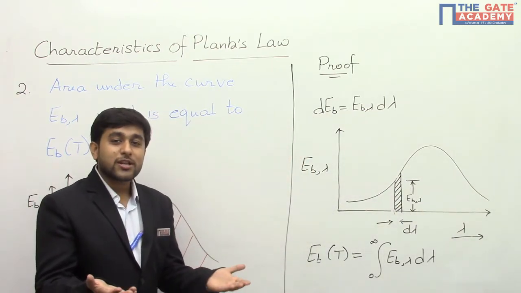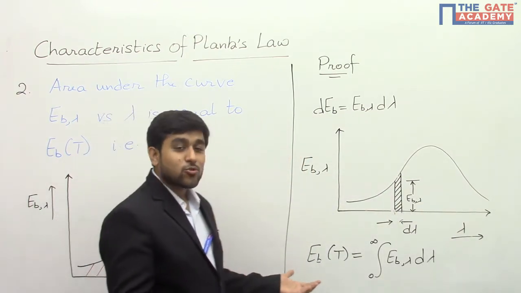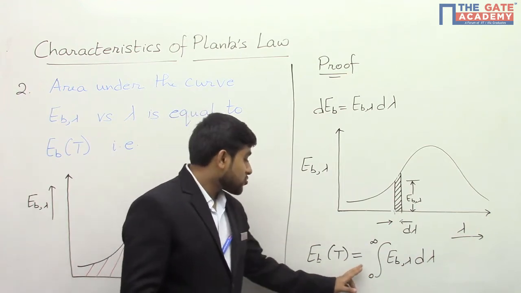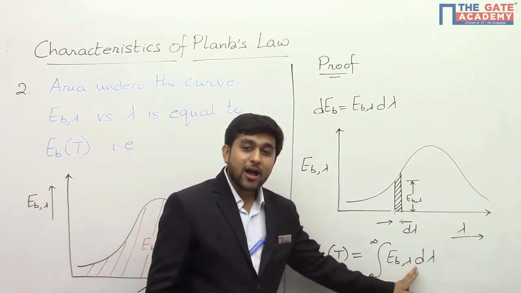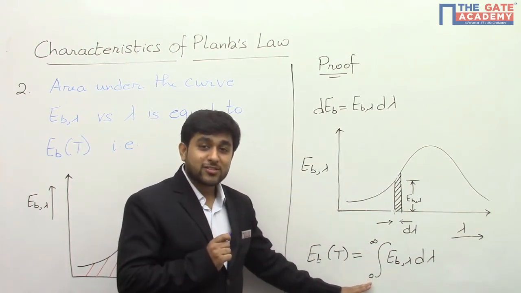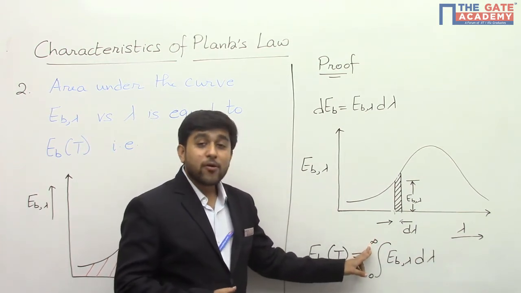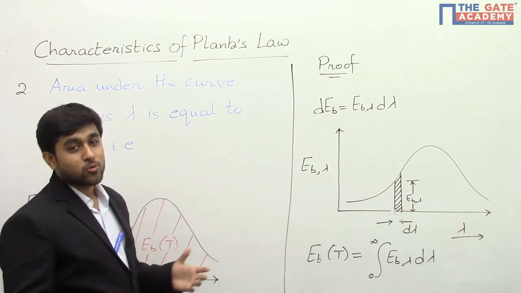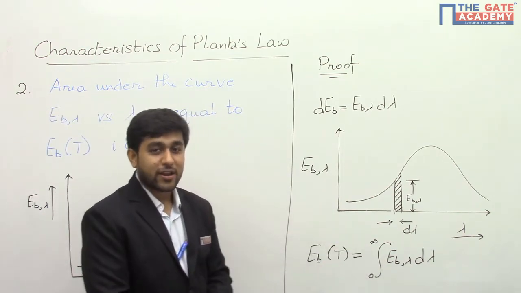But what is the total energy emitted by the black body? It is the total emissive power, which can also be written as the integral of Eb,lambda d lambda from the starting point of the wavelength range, that is 0, to the end point of the wavelength range, that is lambda 2, that is infinity.